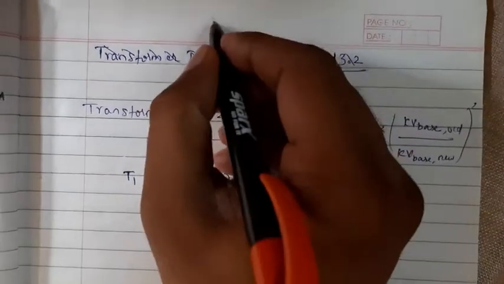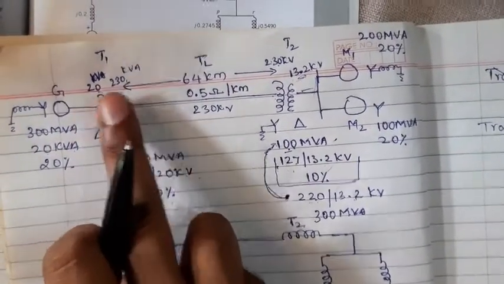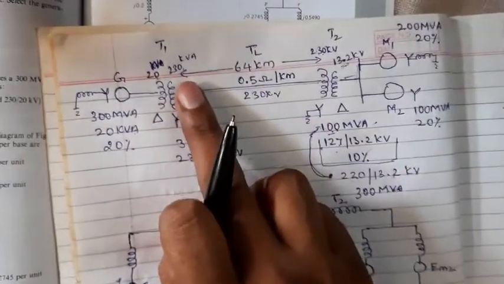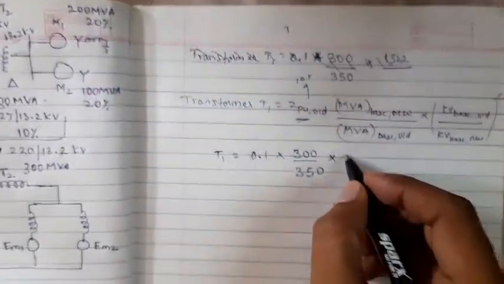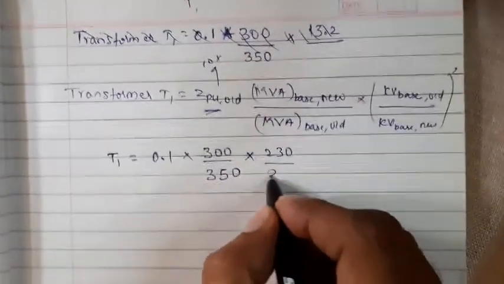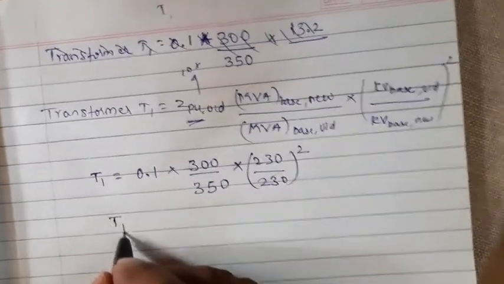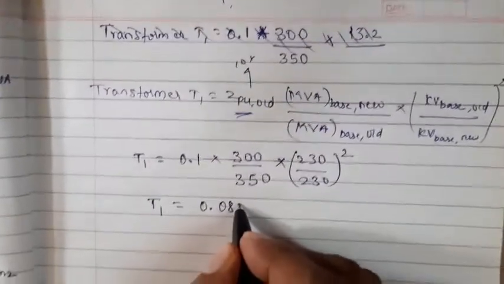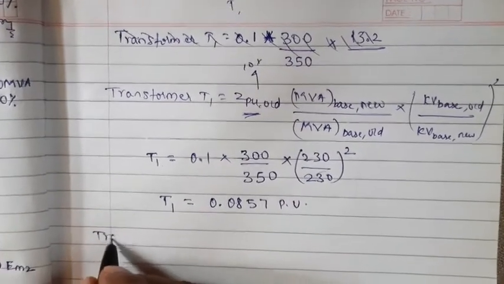For transformers 1 and 2, there is no change in the base. For the transformer you can take any value, either 20 or 230, because they have directly given that it is a 3-phase transformer. So for the 3-phase transformer I will consider the highest value, that is 230 upon 230, the same value. Old and new are the same for the transformer. So the value for T1 is 0.0857 per unit.